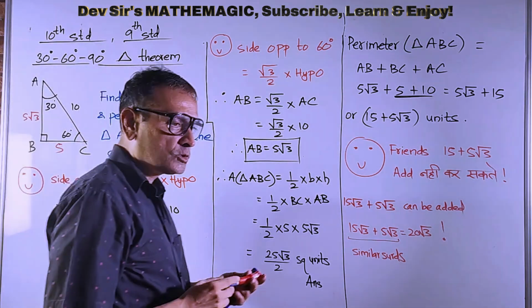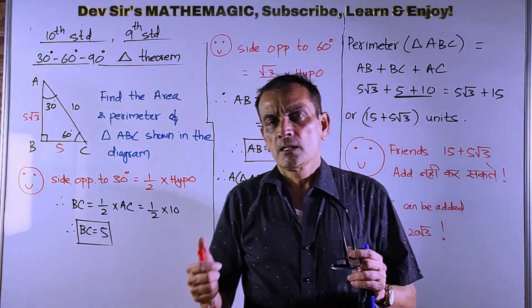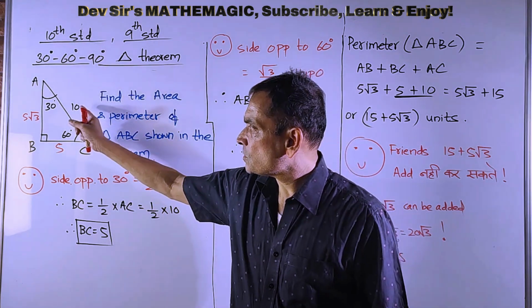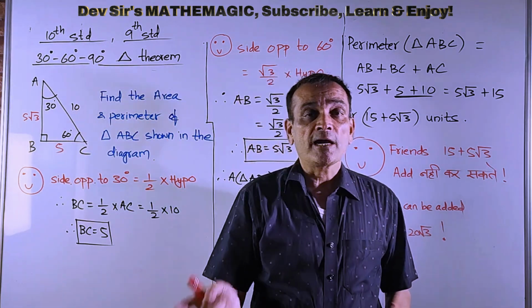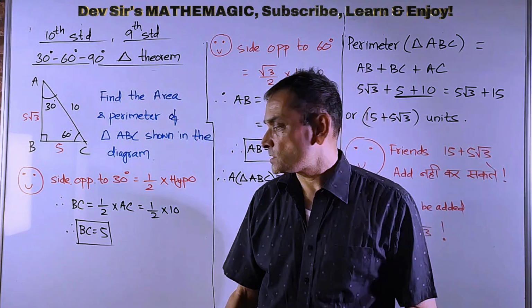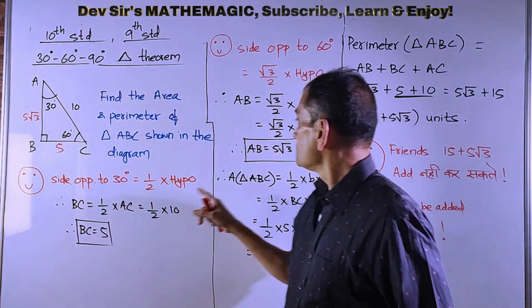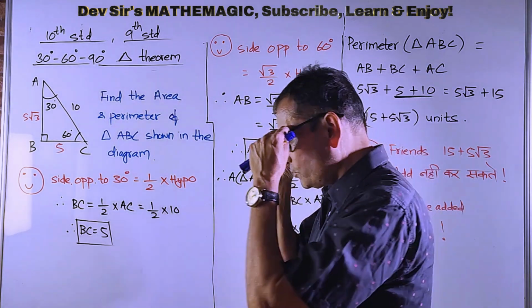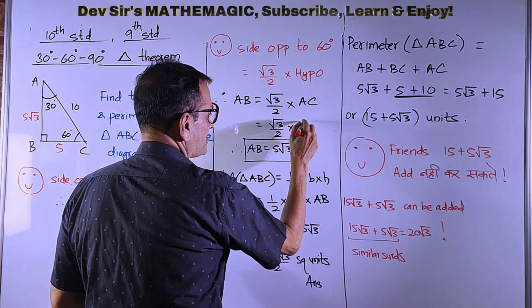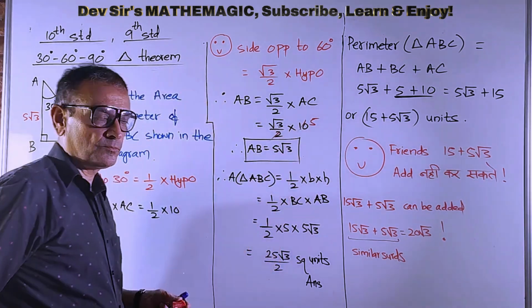That's all. Two things you have to remember for a 30, 60, 90 triangle. Side opposite to 30 is half the hypotenuse. So half of 10 is 5. Side opposite to 60, root 3 by 2 times the hypotenuse. That is root 3 by 2 into 10. So root 3 by 2 into 10, 5 root 3 कैसा मिल गया? 2 5s are 10. Root 3 into 5 is 5 root 3. Clear?